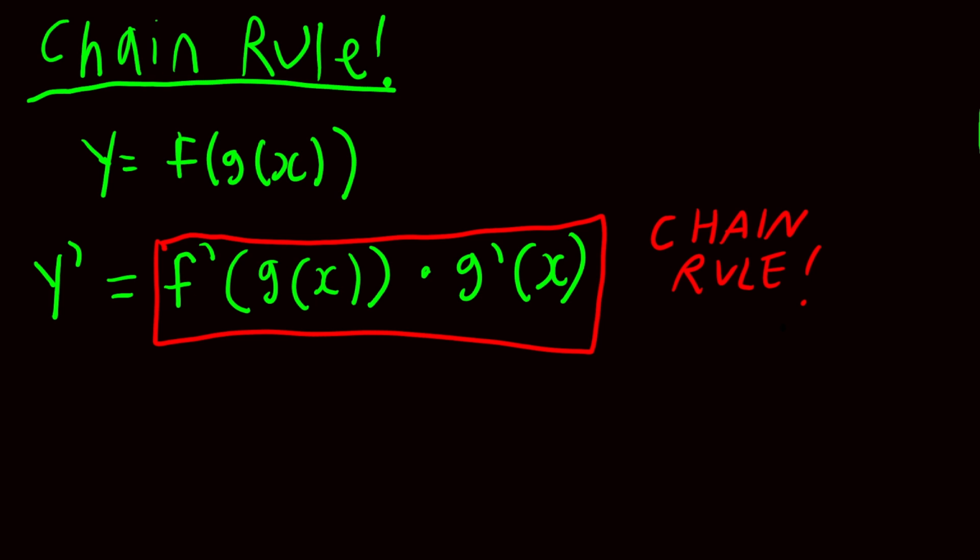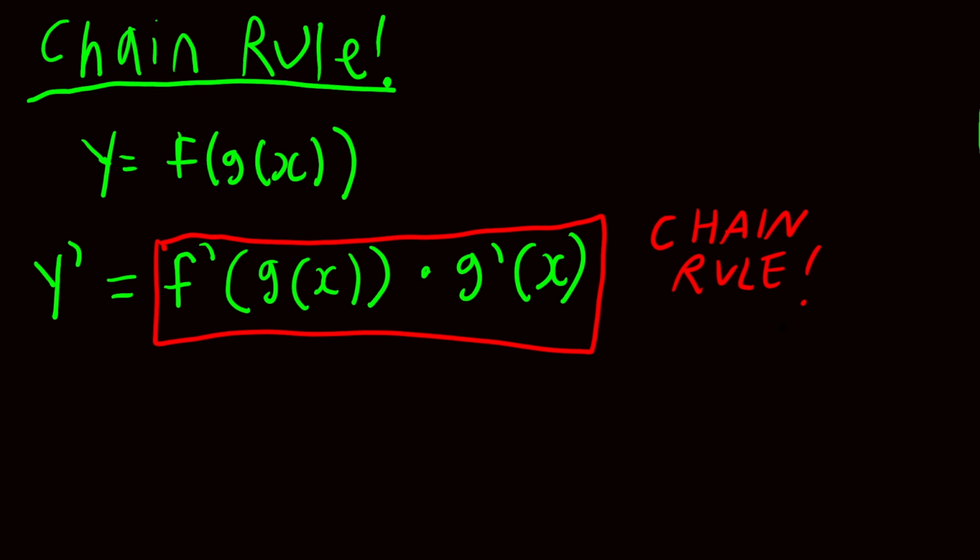So if we have an equation like this, y equals f of g of x, how do we take the derivative of that? Well, this recipe in red, in this red box, is what you need to memorize. That is chain rule, okay? So y prime, the derivative of y, equals f prime of g of x times g prime of x. And again, the primes are just derivative of.